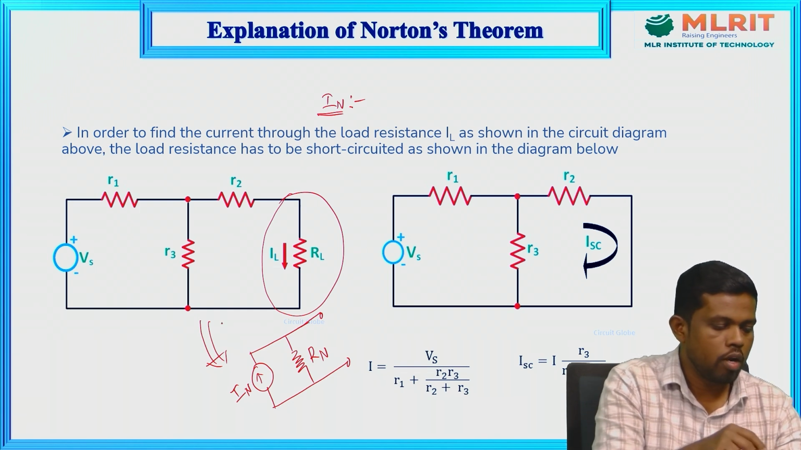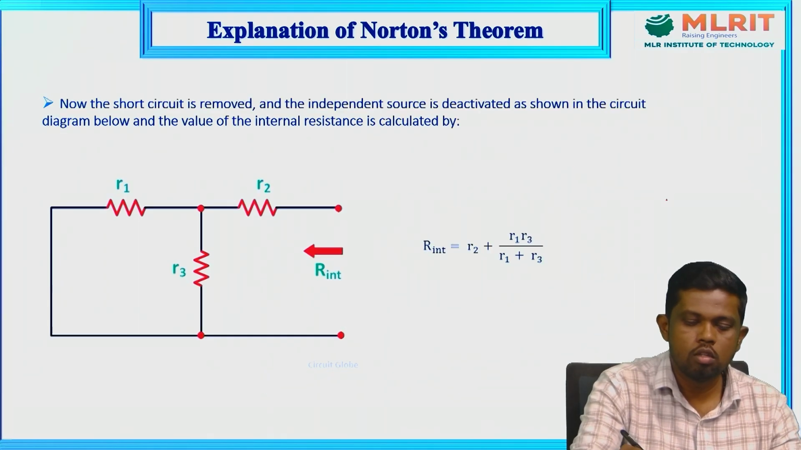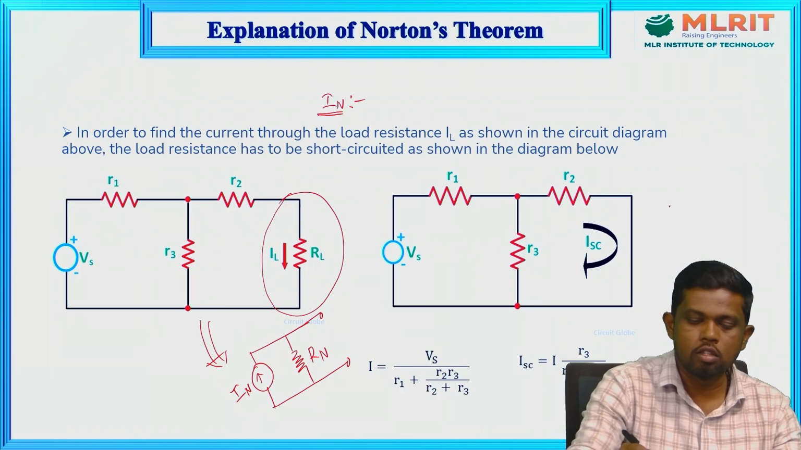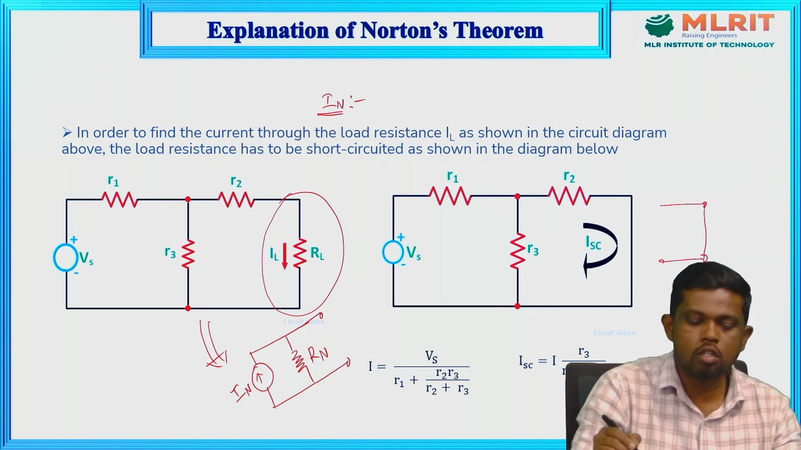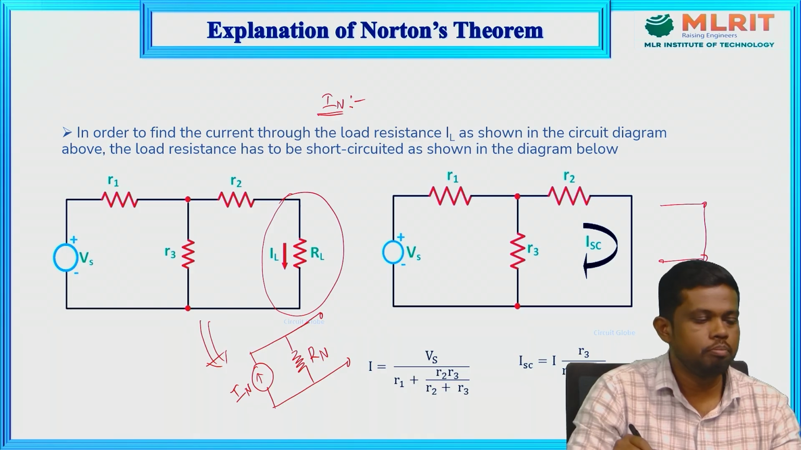This is a given network. From this, we have to remove the load resistor from the load terminals, and the corresponding terminals will appear like this. Simply we can close this terminal, which is called short circuiting the load terminals. This is the procedure to get the IN value.